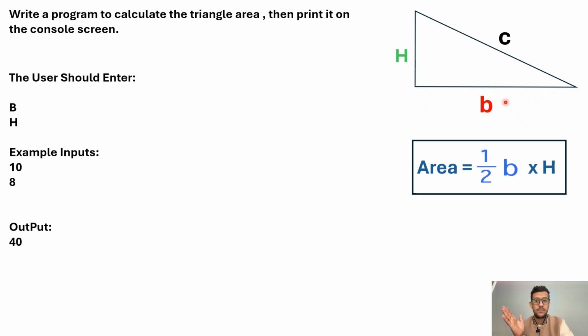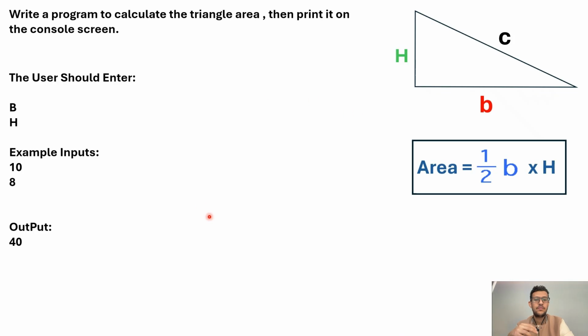We will take half of the base size here, B, all right? So we take the base divided by 2 to get half of the base, like here: area equals half of the base, and after that we multiply it by the height of the triangle. Like that we calculate the triangle area.